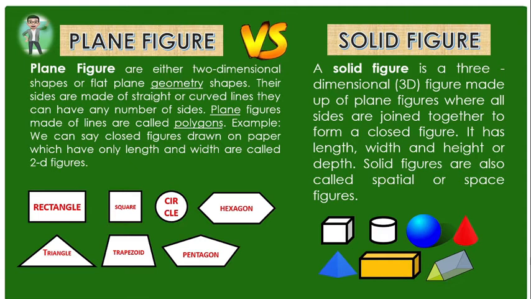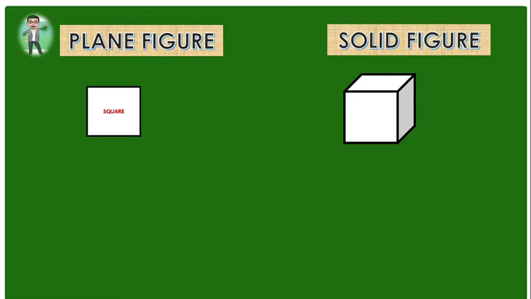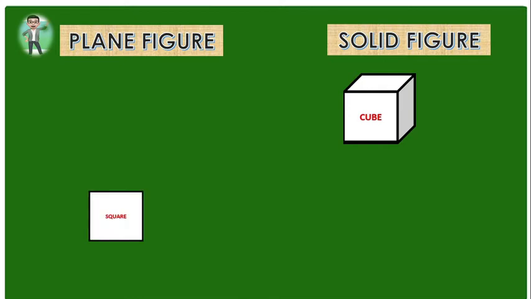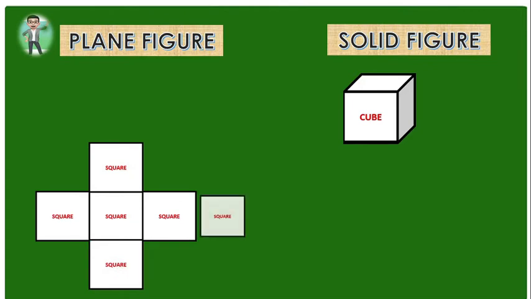Remember that plane figures are two-dimensional shapes and a solid figure is a three-dimensional figure. And using plane figures, we can create solid figures. Let me show you how plane figures are used to create solid figures. For example, using the square, we can create the solid figure which we call cube. In order for us to make this cube, we need 6 squares. 1, 2, 3, 4, 5, and 6.